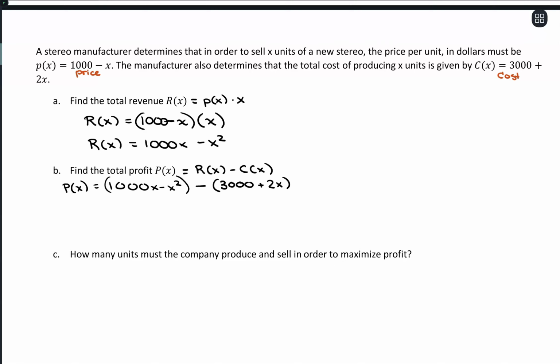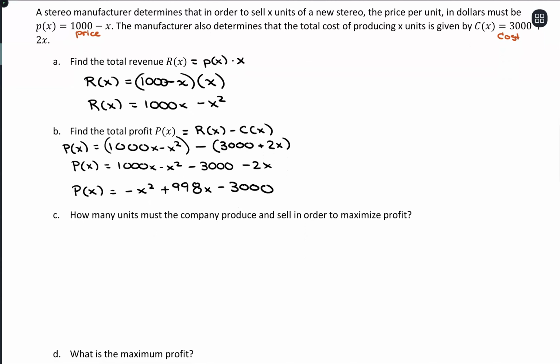And then I'm going to simplify. So this is going to be 1,000x minus x squared minus 3,000 minus 2x. And I'm just going to simplify and rearrange a bit. So let's go negative x squared. Let's see, 1,000x minus 2x, so plus 998x minus 3,000. All right, so there's our profit function.